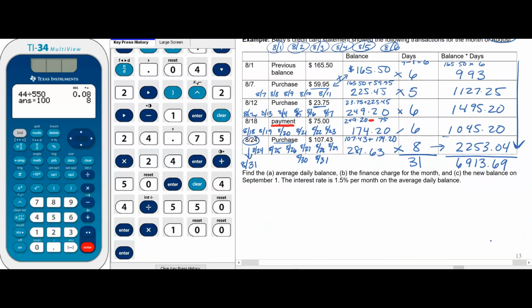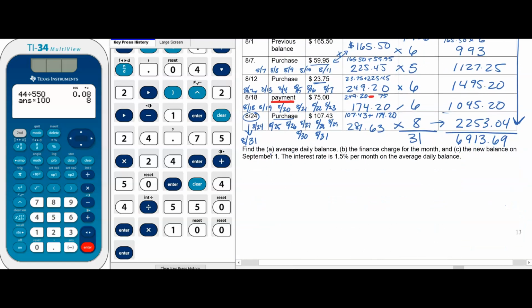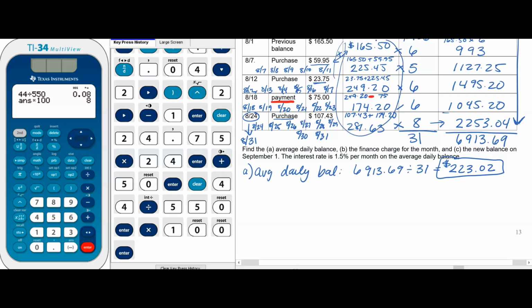So I'm just going to scroll up here. It says find A, average daily balance. So for the average daily balance, I'm going to take 6,913.69 divided by 31, and that gives me $223.02. Notice that's just the average daily balance. It does not mean that the balance was ever that amount. If you look at the balance boxes right here in that column, those balances were never exactly 223.02, but we use that average just to calculate the charge on the account.